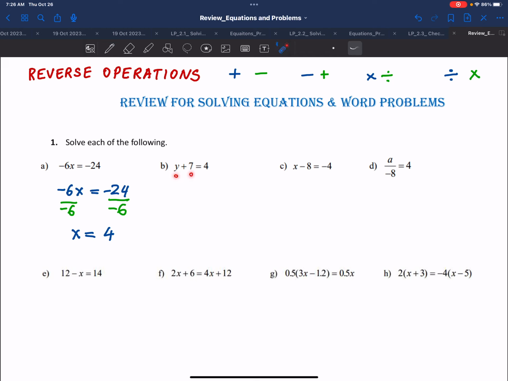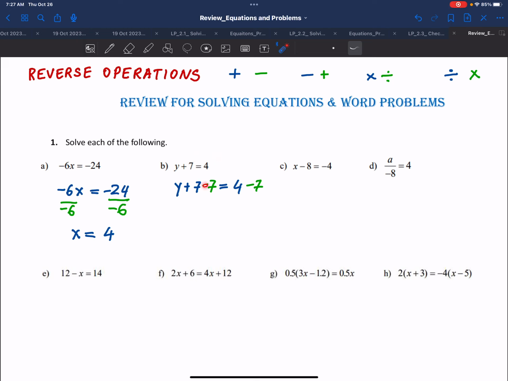Next we have y plus 7 equals 4. So this is a case where a number is added to the variable. So in order to isolate the variable from the number added to it, we subtract 7 from both sides of the equation. Now, this is what happens behind the scenes, but you're probably aware that another shortcut to solving the equation is by taking 7 to the other side of the equation.